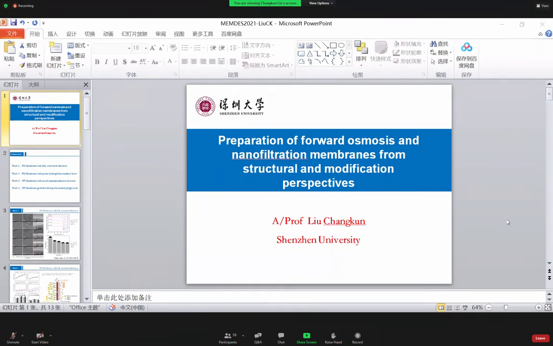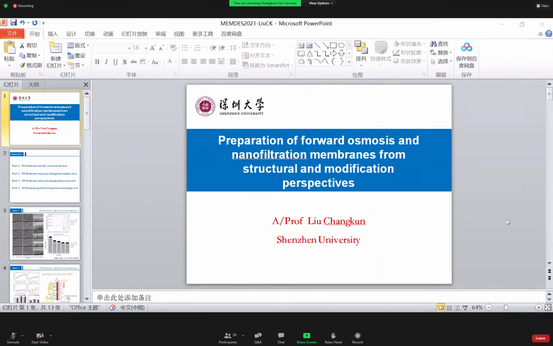So I would like to share four of my research works, with the first two related to the FO membranes and the next two related to the nanofiltration membranes. So in the first work, we have prepared the FO membranes with the layer-by-layer structured skin layer.